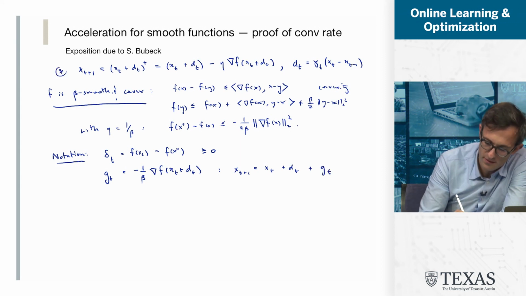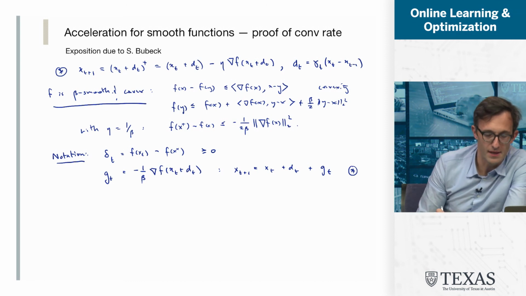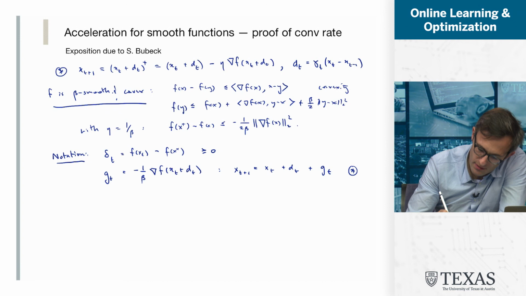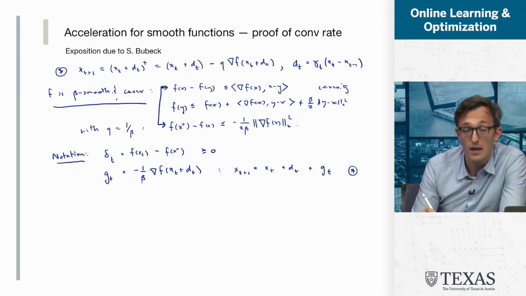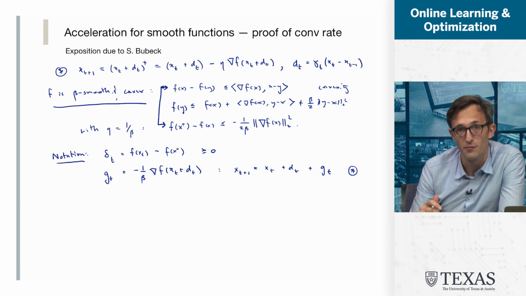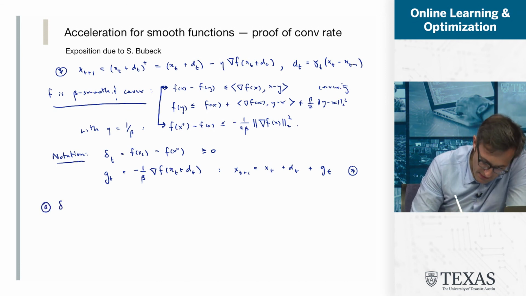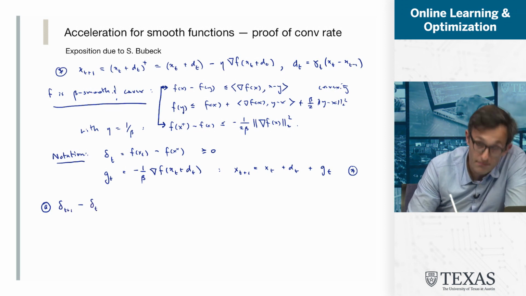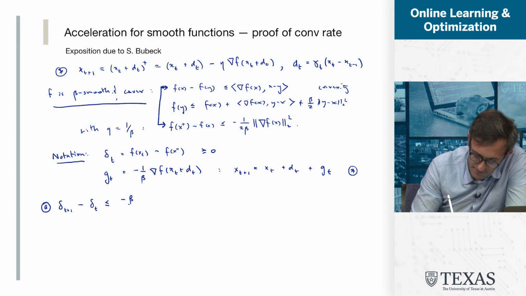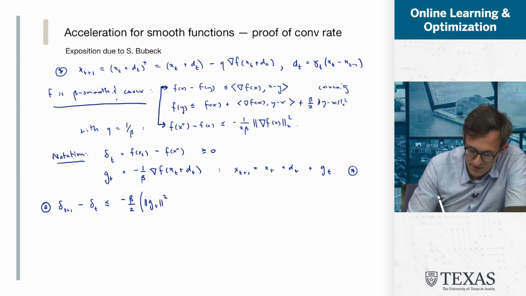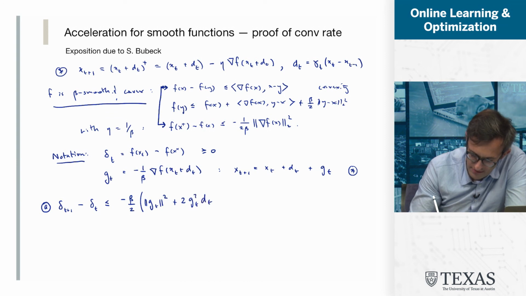So if you look at those with the definition of gt, this is immediate. There are two quantities that I want to bound. So we're going to use two inequalities that will basically rely on the property of convexity and this quadratic upper bound that translated into this descent guarantee. The first thing is that delta t plus 1 minus delta t is upper bounded by minus beta over 2, where beta is always the smoothness parameter, times the norm of gt squared plus twice gt transpose dt.